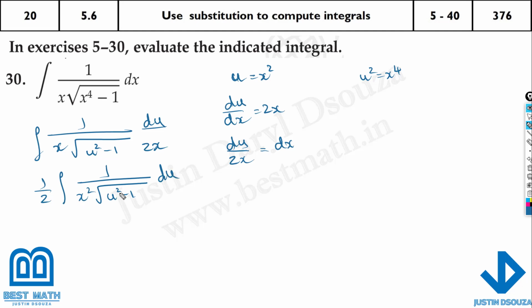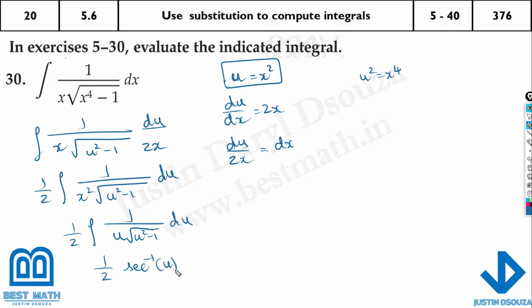Now we cannot solve this because you have x and u. You need to get everything in terms of u, but we know u value is x squared, right? So I can write this as half integral 1 by u square root u squared minus 1 du. Now you might remember the identity. 1 by u square root u squared minus 1 is secant inverse, right? So half of secant inverse of u plus c. This is the answer. But u was assumed to be x squared, so I have to just write 1 by 2 secant inverse of x squared plus c. This is the final answer.